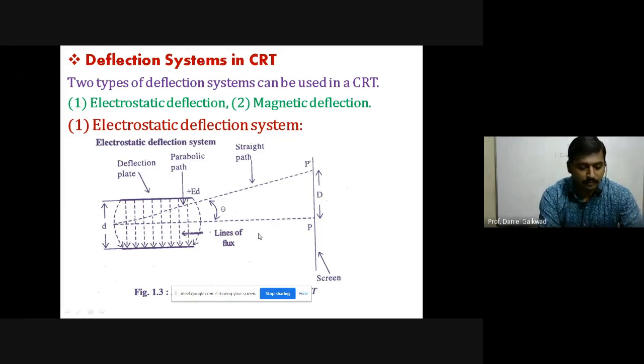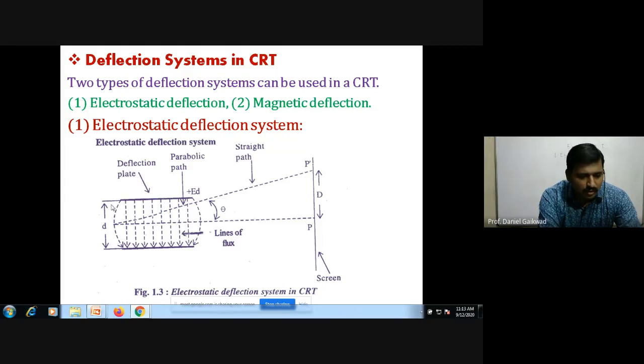Now check carefully the diagram that we have given. There is a pair of plates, the first plate and the second plate. The two plates are separated by a distance d. Distance d is the separation of the two plates. One plate is, suppose, positive, which has the potential E into D, electric field intensity E times d, and here we have the negative charged plate. The dashed line gives the direction of the path of the electron. The electron follows the path given by the dashed line.